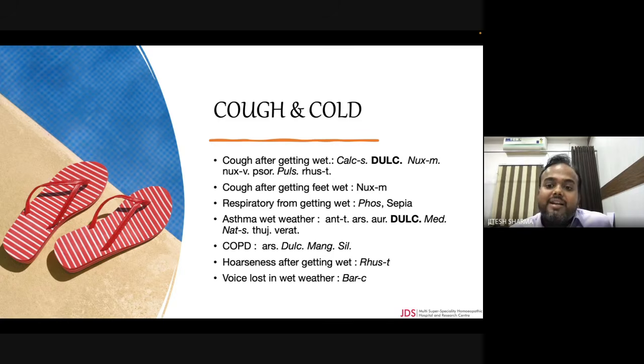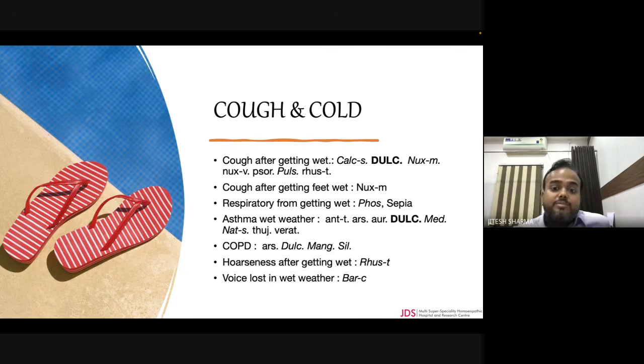Respiratory dyspnea, that is difficult respiration from getting wet: phosphorus and sepia. Only these two remedies have the complaint of difficult respiration after getting wet in the rain.